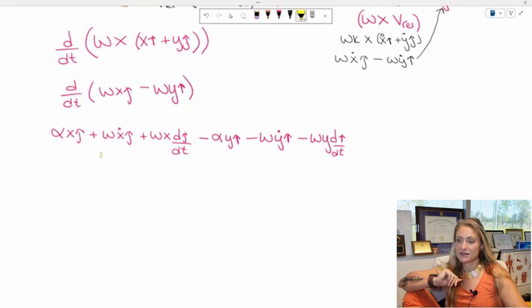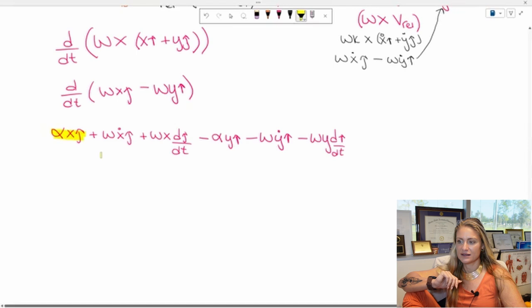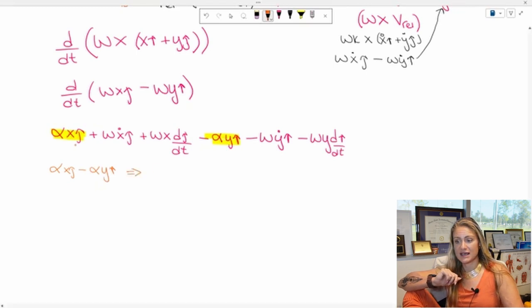Now we are ready to find some like terms here. We have an alpha and we have another alpha. So let's take those out and see what that looks like. This is alpha xj minus alpha yi. This is equivalent to me saying alpha cross R A with respect to B.